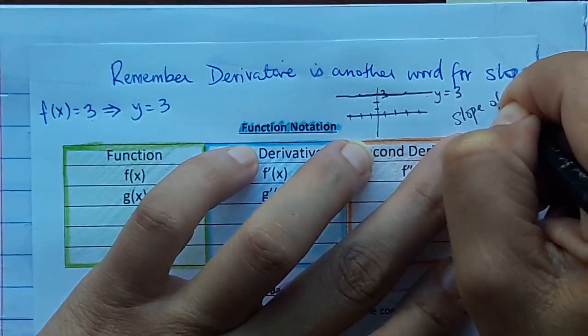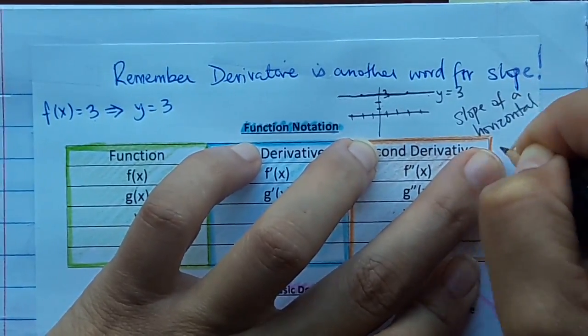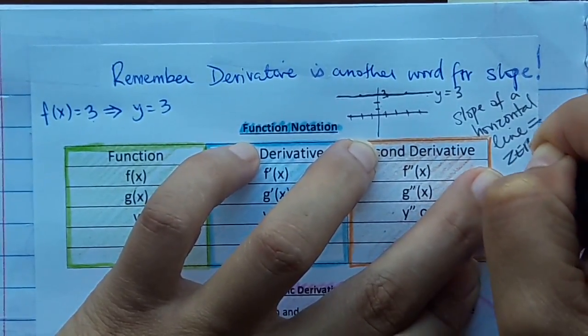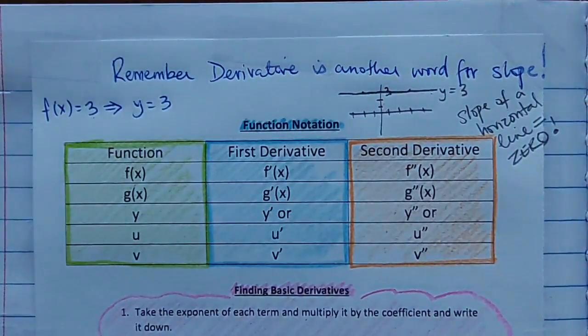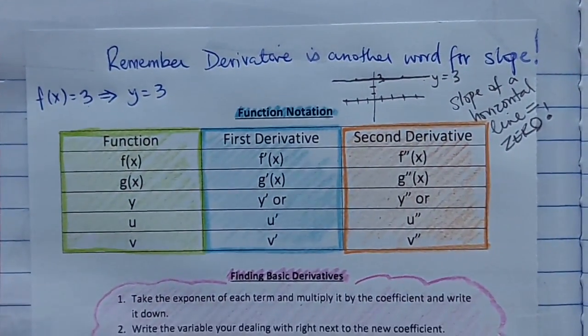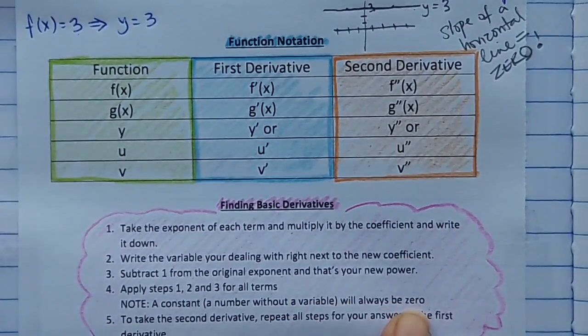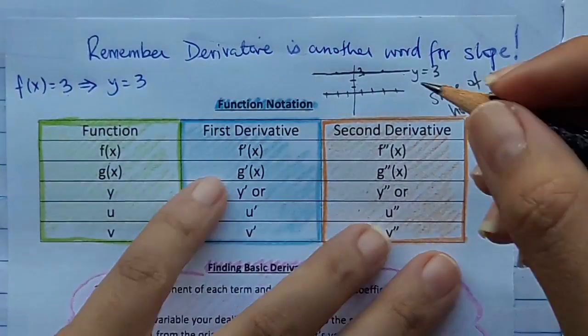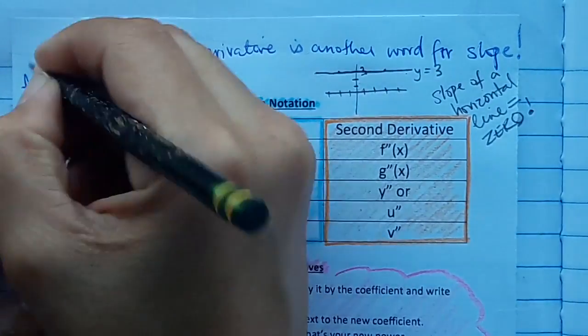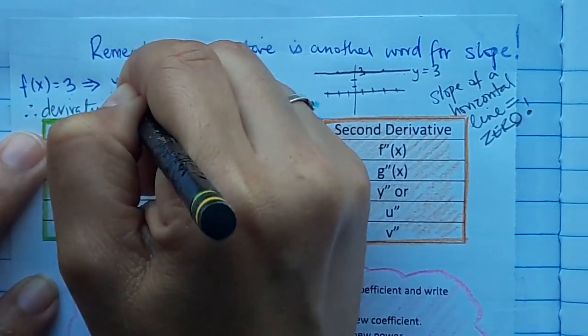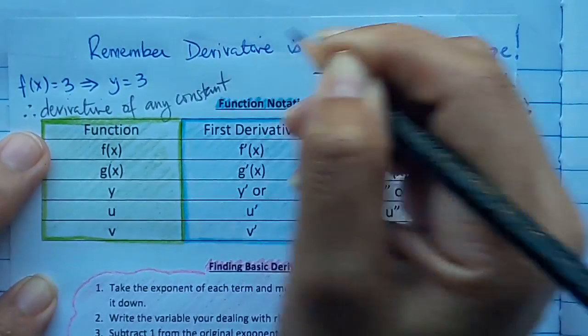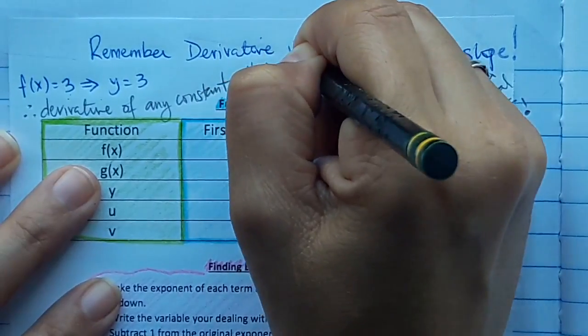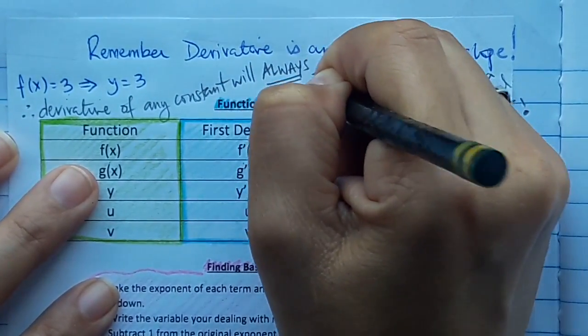But what do you know about a horizontal line? The slope of a horizontal line is 0. So therefore, the derivative of any constant will always be 0. Because whether it's f of x equals 50 or f of x equals negative 3, it doesn't matter. It's always going to be a horizontal line. So therefore, the derivative of any constant will always be 0.